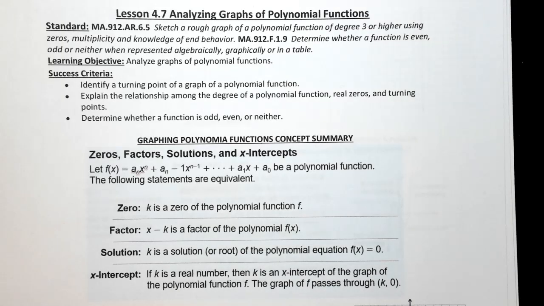All right, welcome to lesson 4.7, analyzing graphs of polynomial functions. In this lesson, our learning objective is to be able to analyze the graphs. How do we know if we can do that? If you can identify a turning point of a graph of a polynomial function, if you can explain the relationship among the degree of a polynomial function, real zeros and turning points, and if you can determine whether a function is odd, even, or neither. So that's what we're going to do in this lesson.